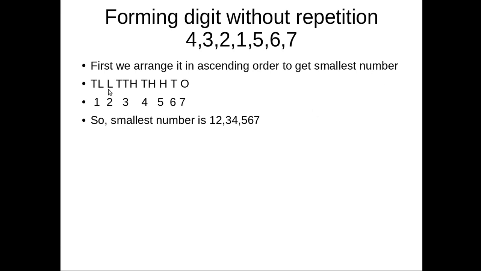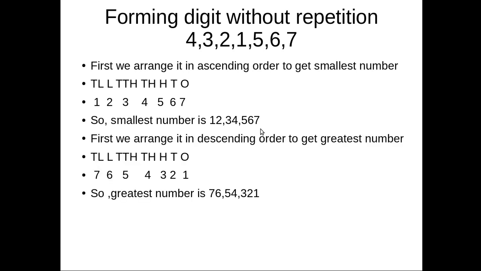That means 10 lakh, lakh, 10,000, 1,000, 100, 10 and ones in their place value: 1, 2, 3, 4, 5, 6, 7. As we arrange these digits, we get the smallest number, that is 12 lakh 34,567.